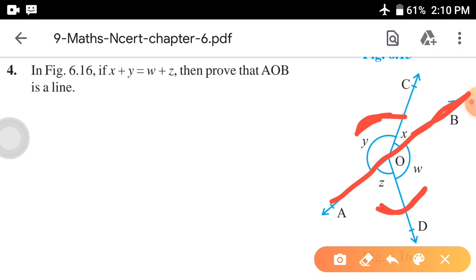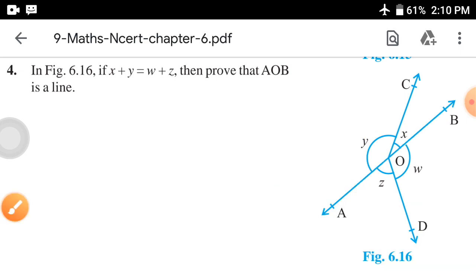If this is a line, that means we have to prove that x plus y equals 180 degrees, or w plus z is equal to 180 degrees. Hence we can say that these are linear pairs, so we can say that this is a line. So for that we have to prove that x plus y equals 180 or w plus z equals 180 degrees. Now see how we will solve it.